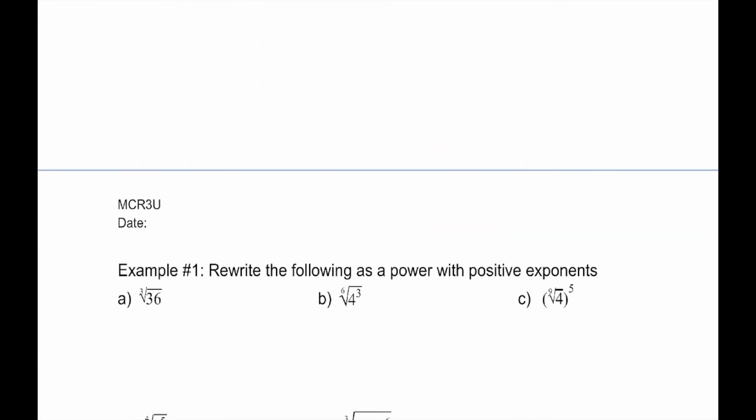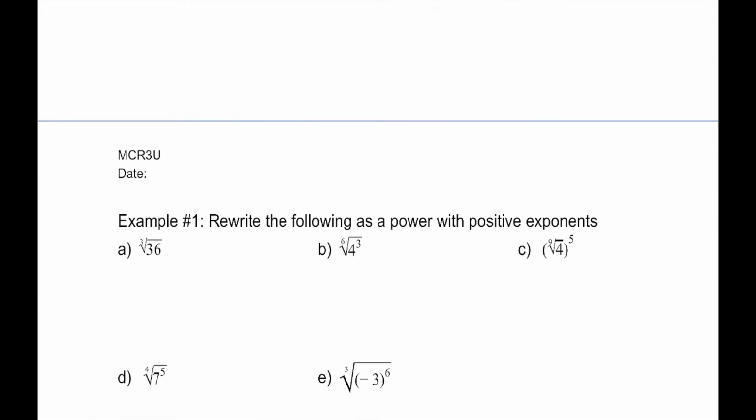We're going to rewrite the following as a power with positive exponents. That's one thing in this unit that's going to come up over and over again. We either want an answer as a simplified radical, or we want it with exponents, but all the exponents need to be positive. It could be a fraction. In fact, we can avoid it, but we always want exponents to be positive.